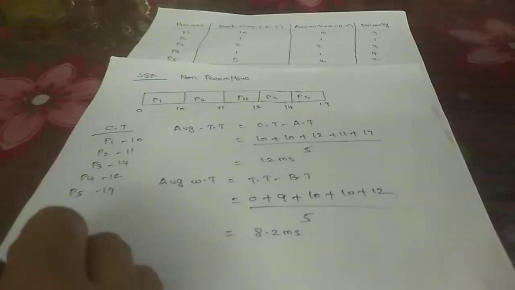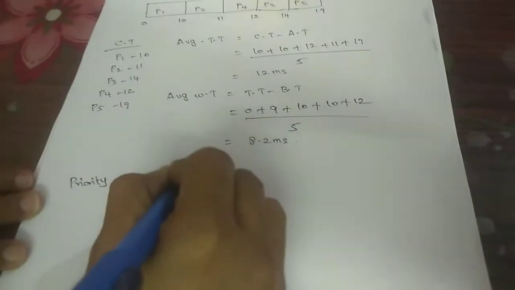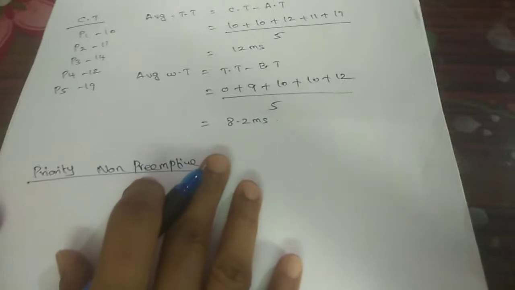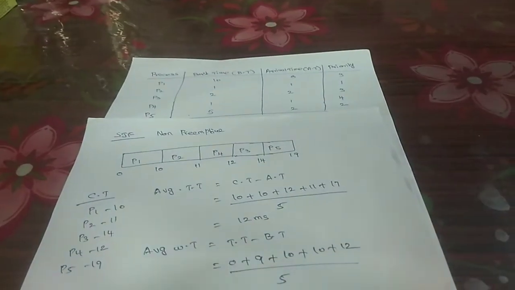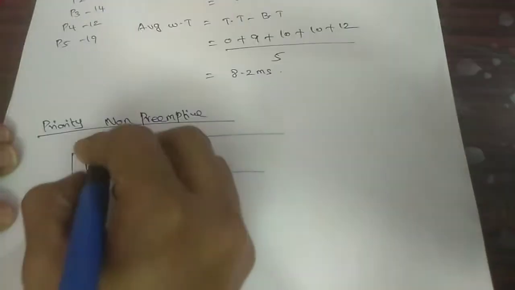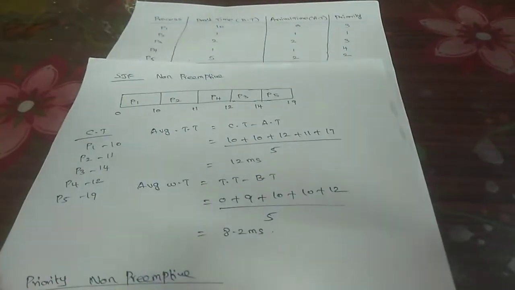Next we are going to see about priority non-preemptive scheduling. For the same problem, next we are going to draw the Gantt chart for this. At the initial time, arrival time 0, process P1 will be entering. Since this is non-preemptive, the process P1 completes its execution at 10. At that time, all the processes have arrived and enter into the waiting state.